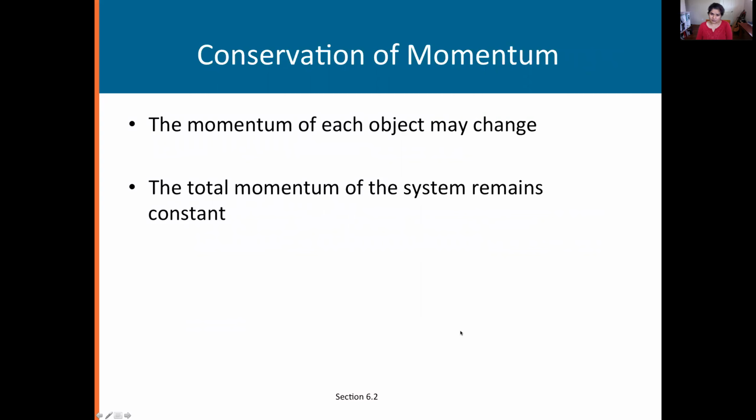Momentum of each object may change. So it's just for the total system that the momentum has to be conserved. The distribution of momentum between the two objects, say 80-20, 50-50, 20-80, could change before and after.